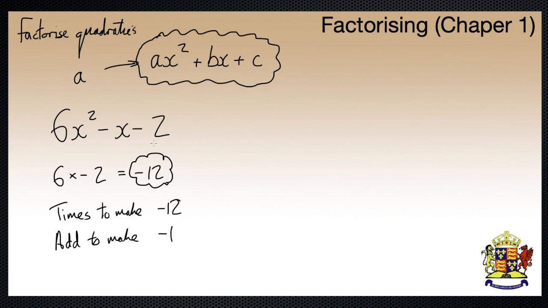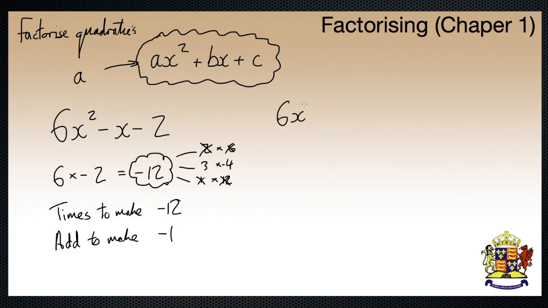So in a way it's quite similar to what we've been doing before, but we don't use this last number of minus 2, we use this last number multiplied by the first number. So it's times to make minus 12, add to make minus 1. Well, we can think about it. Let's try a few. So 2 and 6, 3 and 4, 1 and 12. Times to make minus 12, one's got to be negative. I want to find ones with a difference of 1. So 2 and 6 are out, 1 and 12 is out, 3 and 4 is what we're looking for. Which one's negative? Well, it must be the minus 4. So now that I've worked this out, I rewrite my expression.